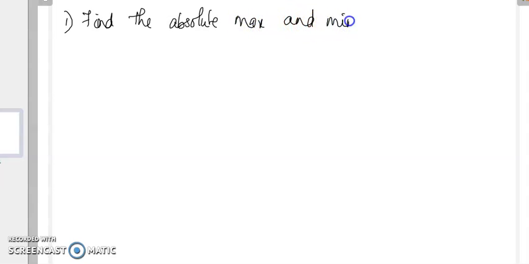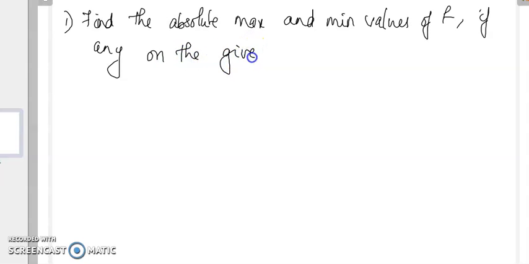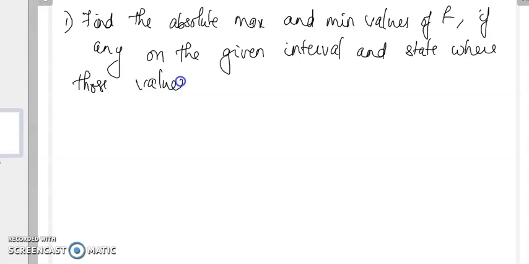So let us see a problem on finding the absolute maximum and absolute minimum. Find the absolute maximum and the minimum values of f, if any, on the given interval, and state where those values occur. So let us see the first function.